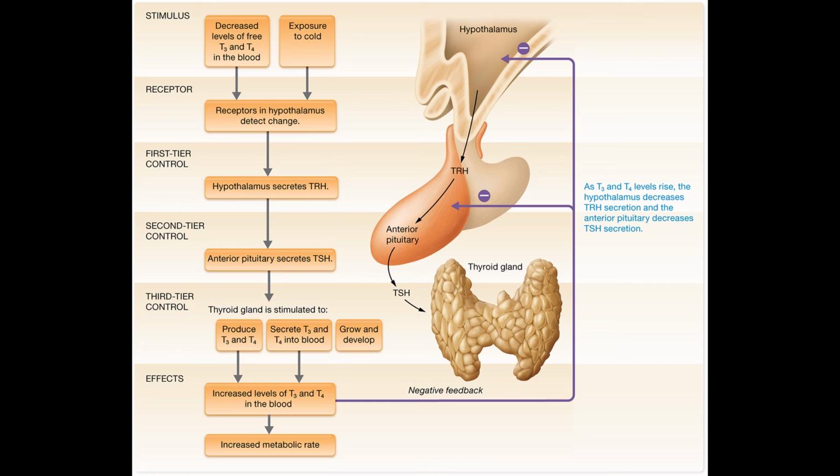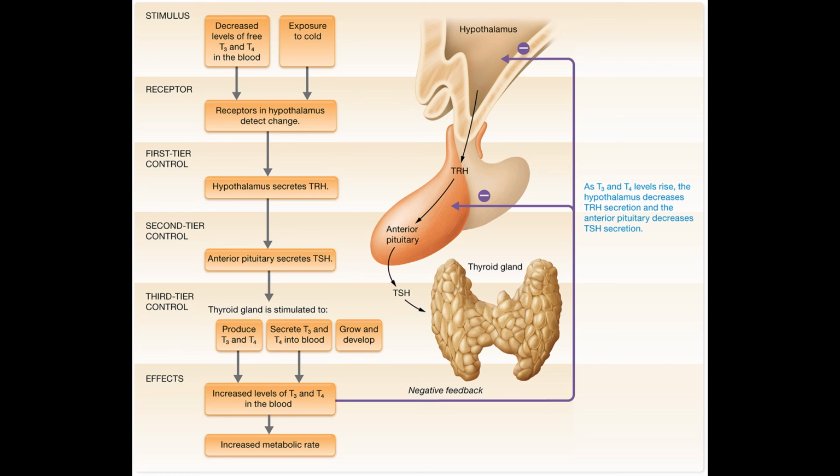And so here's that negative feedback loop where you see the first tier is what? It's the hypothalamus secreting TRH. Second tier is the anterior pituitary secreting TSH, which then stimulates the third tier control, which either produces T3 and T4, secretes T3 and T4 into the blood, or grows the thyroid gland itself. And then the effects are increased levels of T3 and T4 in the blood and an increased metabolic rate.